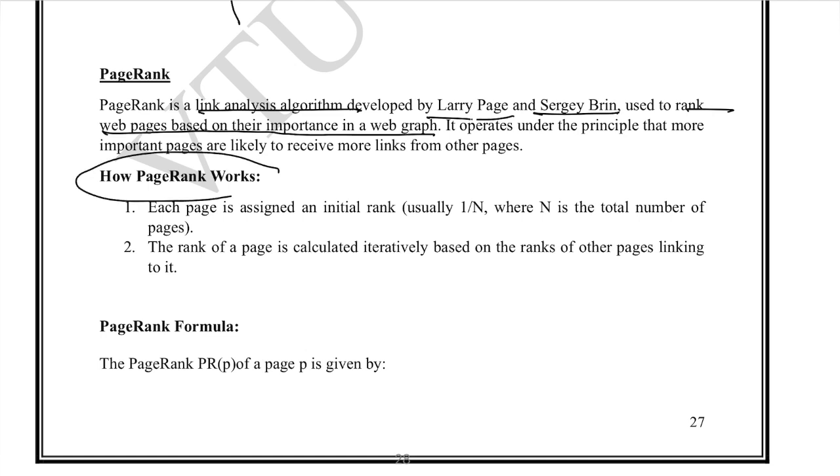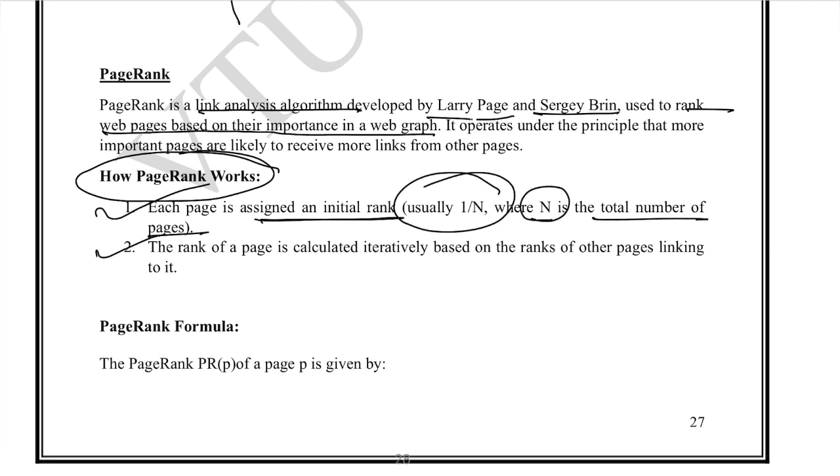So how does the PageRank algorithm work? First, each page is assigned an initial rank, which is usually 1/n, where n is the total number of pages, and the rank of a page is calculated iteratively based on the ranks of the other pages linking to it. So one page is linked to another page, and depending upon the rank of the other page, you determine the rank of the current page.